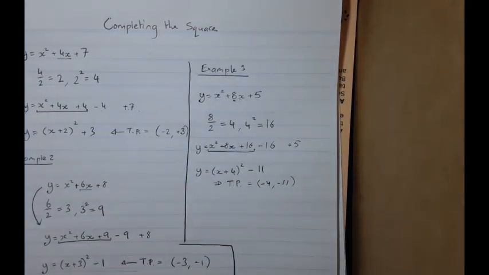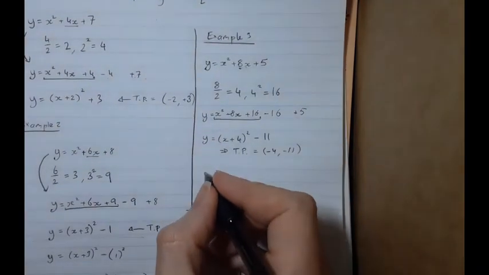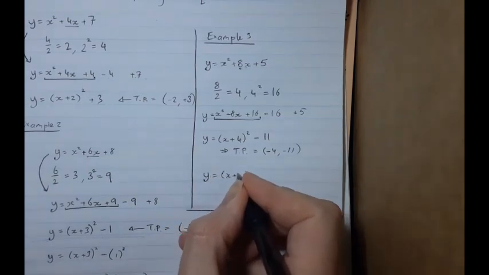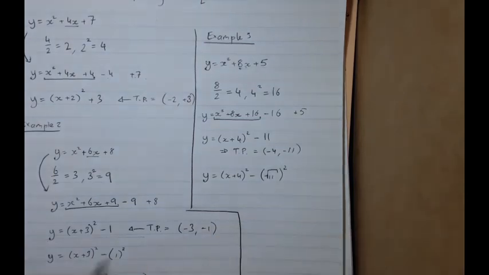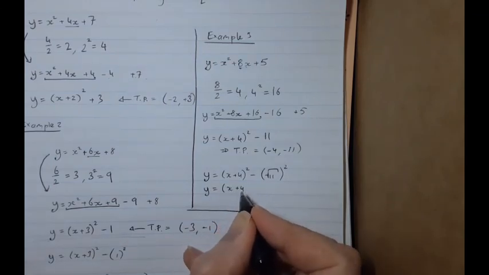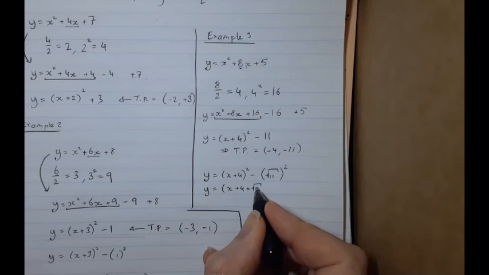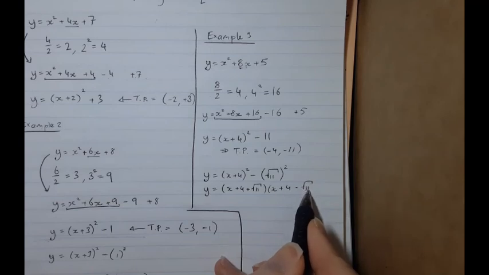I can continue to factorize this more. I am going to show that here, but it's using difference of two squares like we used in example 2. So let's continue. Y is equal to x plus 4 squared minus the square root of 11 squared. Actually, I'm going to leave that as square root of 11. And we can write this out as y is equal to x plus 4 plus square root 11 times x plus 4 minus square root 11.